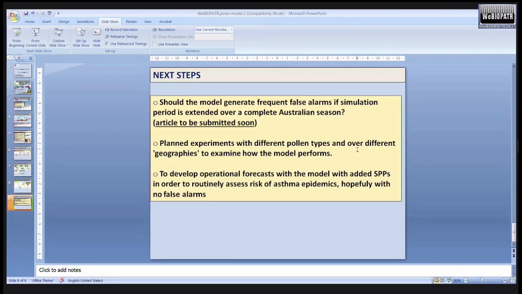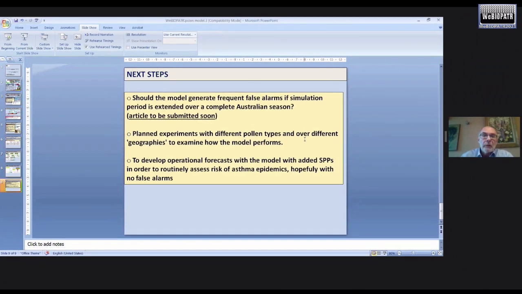So in conclusion, we have several open questions in our study. One of them is, should the model generate frequent false alarms? We ran the model only for 2 days around the 21st of November. If we extend this to the whole month of this year, maybe also 2010, when Melbourne was exposed to frequent health conditions, what should be the result? Shall we also produce frequent false alarms? We don't know for the moment.